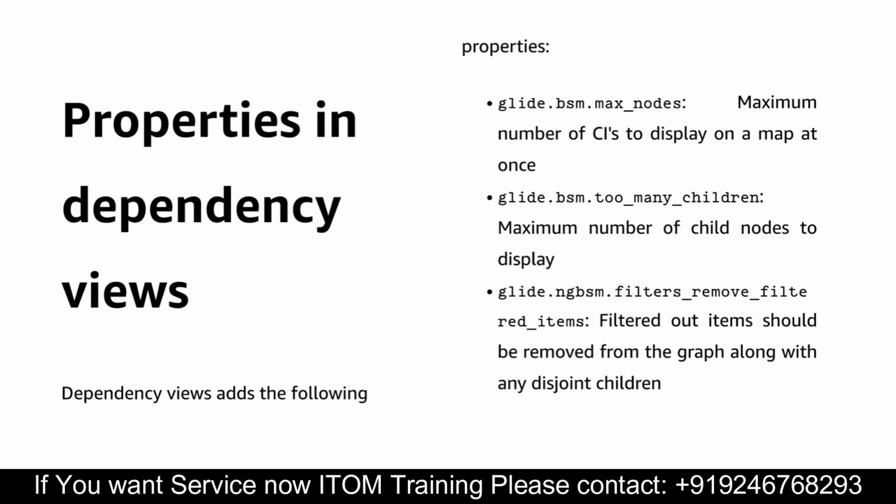Then glide.ngbsm.filters_remove_filtered_items. This property specifies that filtered out items should be removed from the graph along with any disjoint children. For example, if there are disjoint children not joining up with a CI, we can filter them out and remove that particular area. For that we can use the remove filtered items property.